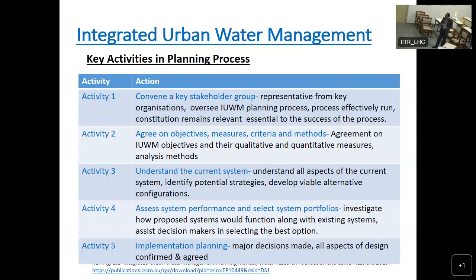Along with the existing system, assist decision makers. Basically, this will assist the decision makers in selecting the best option. Once we have developed the portfolios, we will analyze all the portfolios based on what infrastructure is needed and what are the cost constraints, what is the cost associated, how much will be the impact on the environment, means it can be the greenhouse gas emissions, it can be the impact on the receiving environment, how much discharge of pollutant loads to the receiving environment.